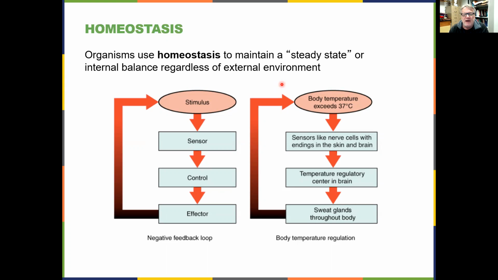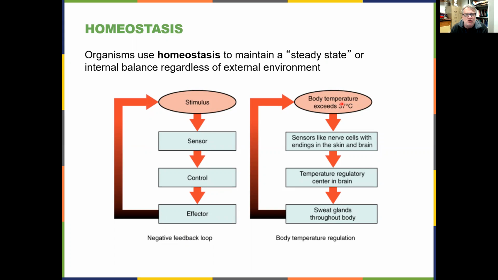An example of that, the most common type of example we're going to talk about, is called negative feedback loops. There are certain components of a feedback loop that are necessary. First of all, you need to have some sort of stimulus. An example of that would be body temperature. It could also be blood glucose levels. There are literally thousands of different stimuli in the body.